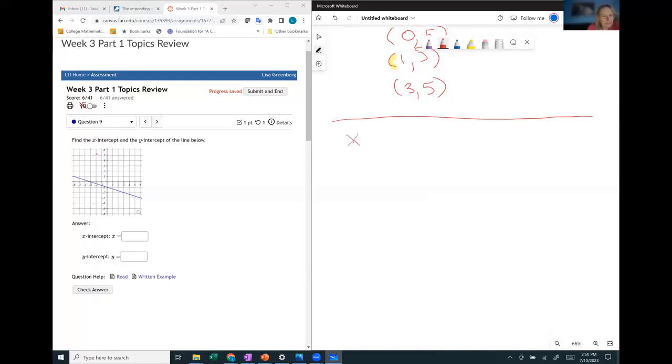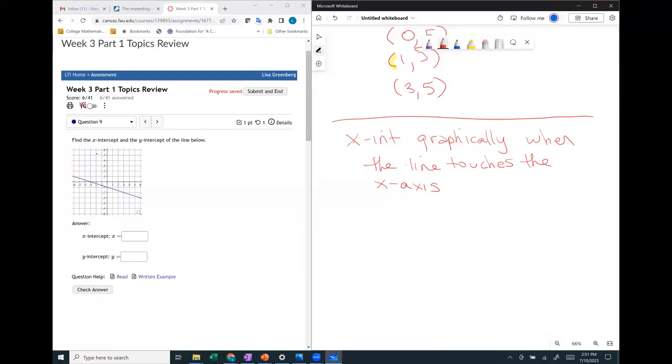The x-intercept happens graphically when the line touches the x-axis. So for this problem, where do we touch the x-axis? -3. Exactly.